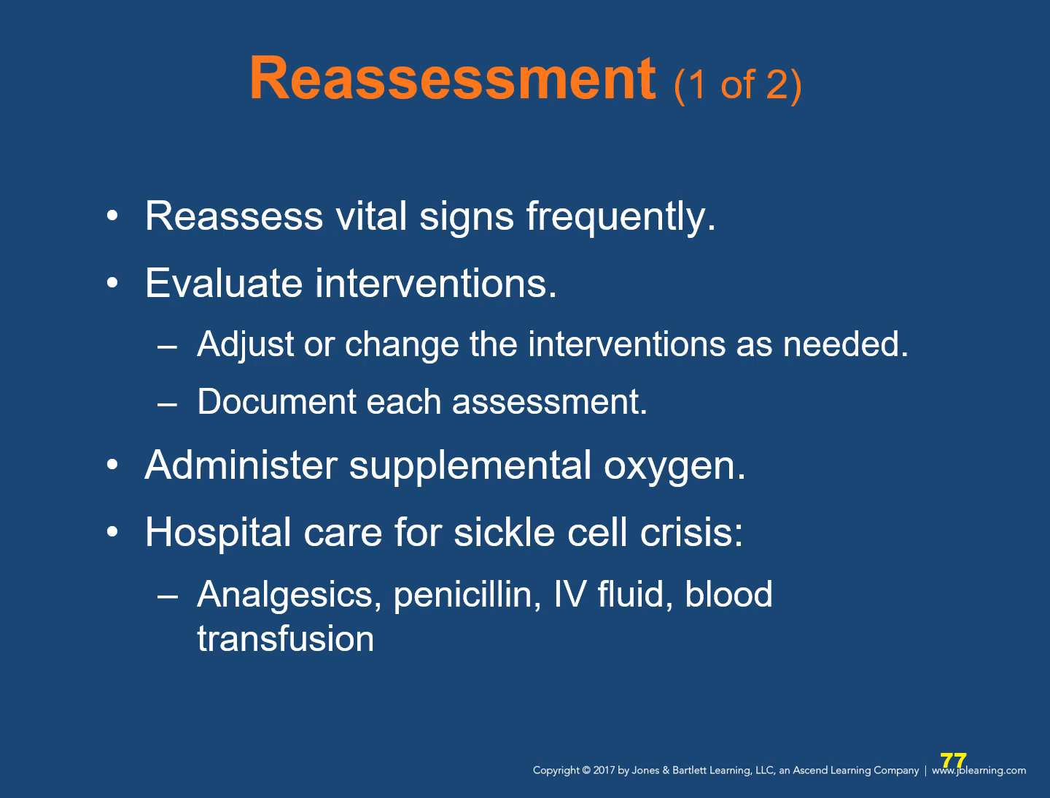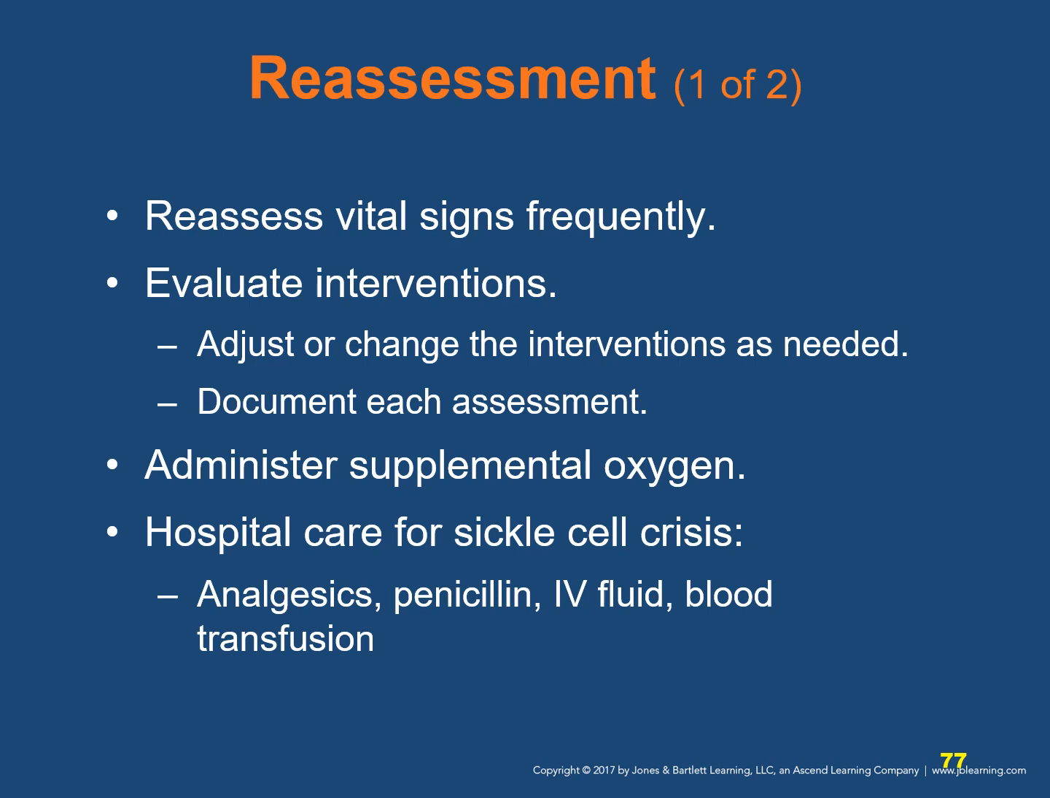In reassessment, reassess vital signs frequently to determine changes in the patient's condition. Are there changes in mental status? Are the ABCs intact? How is the patient responding to the interventions performed? Adjust or change the interventions as needed. Document each assessment, your findings, the time of the interventions, and any changes in the patient's condition. Administer supplemental oxygen via non-rebreathing mask at 12 to 15 liters per minute to attempt to compensate for decreased cellular oxygenation related to the sickle cells or hemophilia.